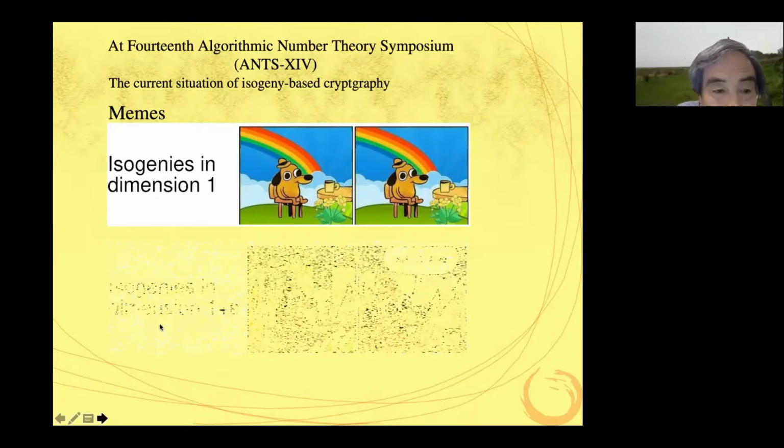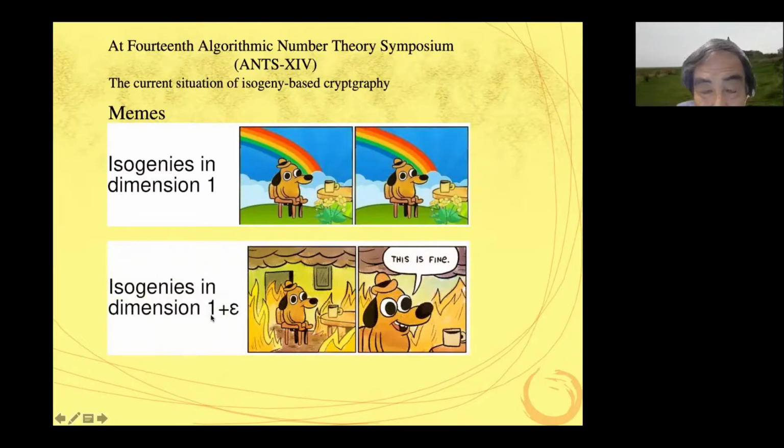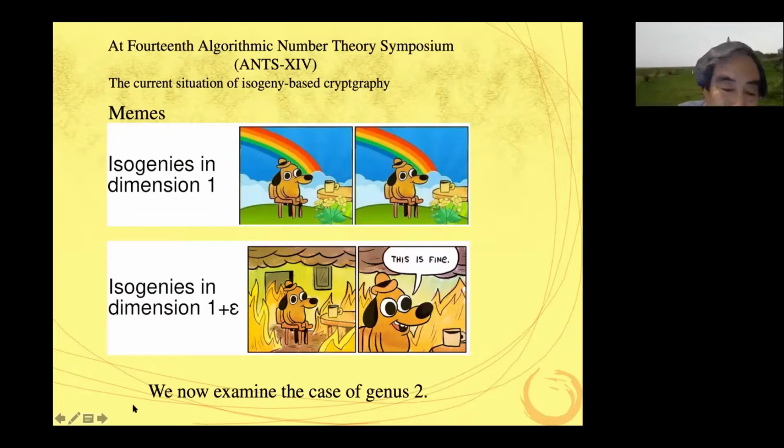But isogeny in dimension 1 plus epsilon, meaning the genus 2 case or some other case where genus is greater than 2: now they actively investigate such situations, and many papers now appear. So something like fire around him. And this is a welcome station. And he said it's very fine. So now, we examine the case of genus 2.